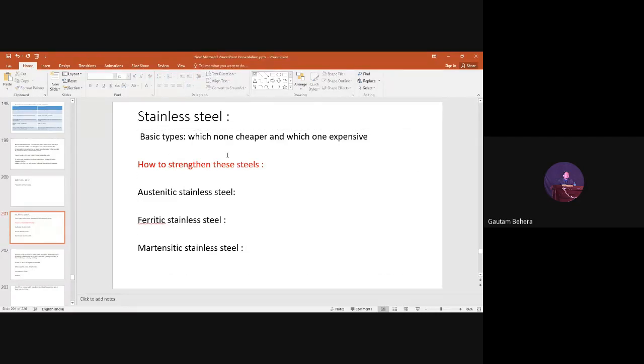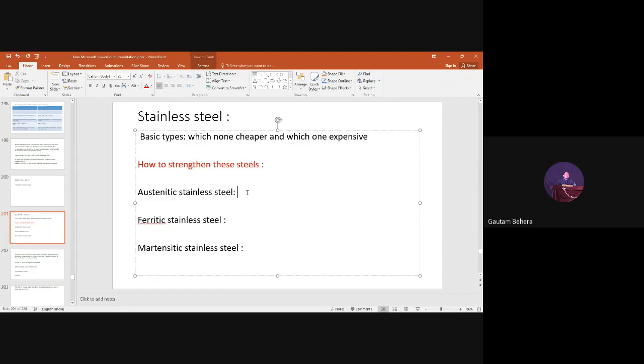Okay, so we'll discuss an important point here: how to strengthen these steels. If you remember, in earlier lectures we discussed many strengthening mechanisms and how to strengthen a particular steel or material. Suppose we have austenitic stainless steel, right? Once I mention austenitic stainless steel, that means the microstructure is austenite. That means from room temperature to the melting point, I will have basically the austenite phase.